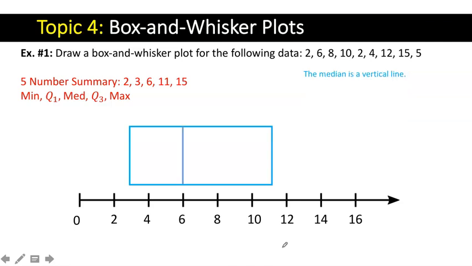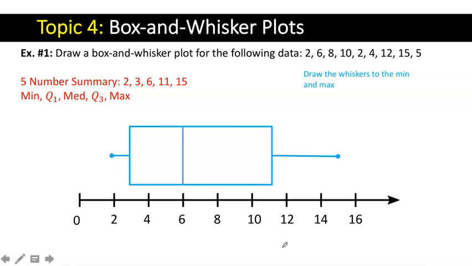Then the next step is going to be to draw your median. Your median is that vertical line that goes right through the box. And then finally, you're going to create your whiskers, which go out from the center of the box towards the minimum value and the maximum value. And that's it for your box and whisker plot.